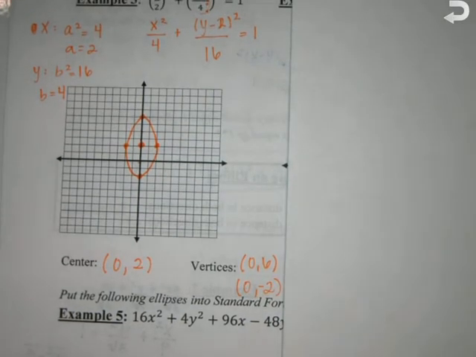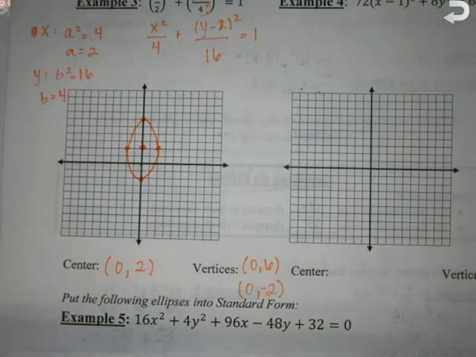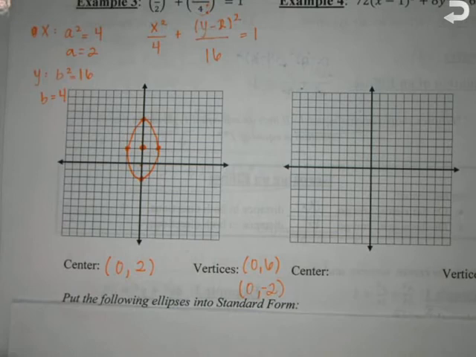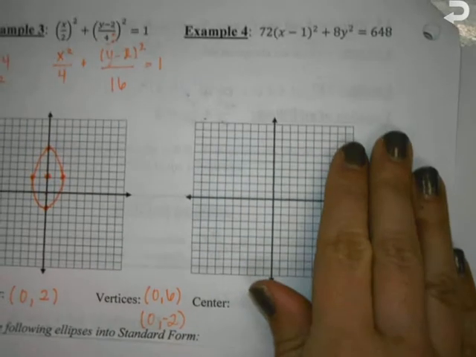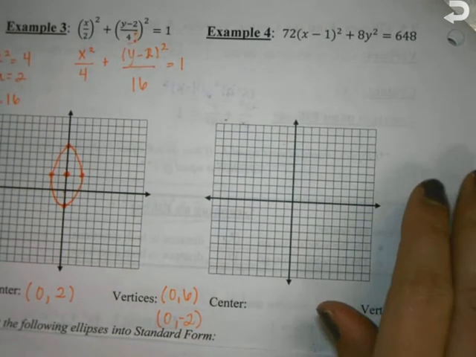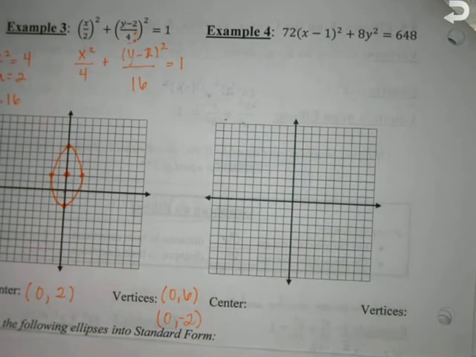Okay, so let's look at example 4. Here, we have to divide some stuff first. I'm not equal to 1, so we have to divide everything by what? 648. So divide everything by 648.